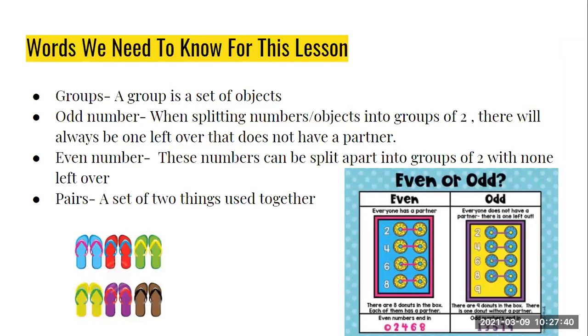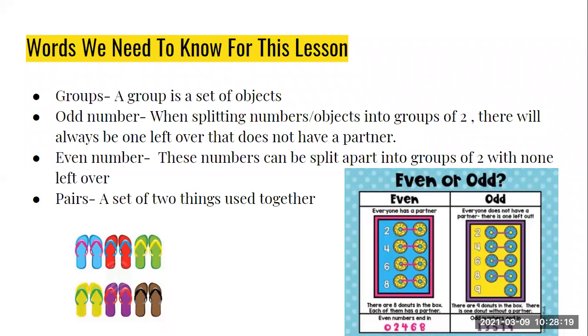So here are the words we need to know for this lesson. Groups: a group is a set of objects. An odd number: when splitting numbers or objects into groups of 2, there will always be one left over that does not have a partner. An even number: these numbers can be split apart into groups of 2 with none left over. And pairs is a set of 2 things used together. So a pair of shoes, a pair of gloves.